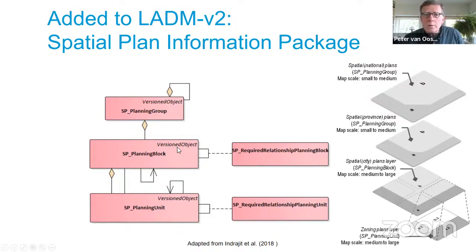At a certain moment, we arrive at the level of the spatial plan block or city plan, zoning plan, where we have the highest detail. Within such a plan, we can find the planning units and the actual areas indicated with their function. Again, this is the research from Agun Indrait.